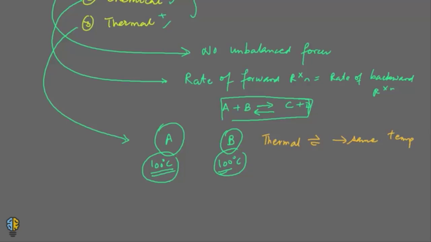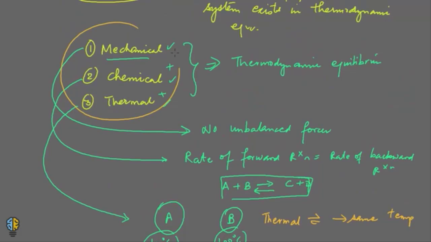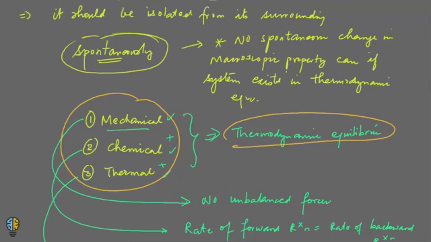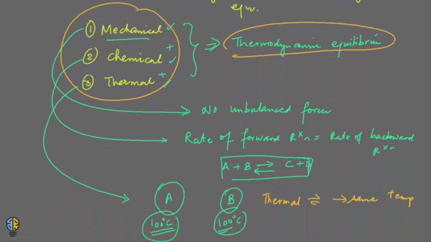So when you have these three equilibriums coexisting simultaneously, the system is said to have thermodynamic equilibrium. I hope this was a very easy topic for you to understand, and the more important thing to note down here is that once a system attains a thermodynamic equilibrium state, then it cannot spontaneously change its macroscopic property. So this was a very brief intro about thermodynamic equilibrium. Now let's talk about a very important topic that comes after thermodynamic equilibrium, that of a quasi-static process.